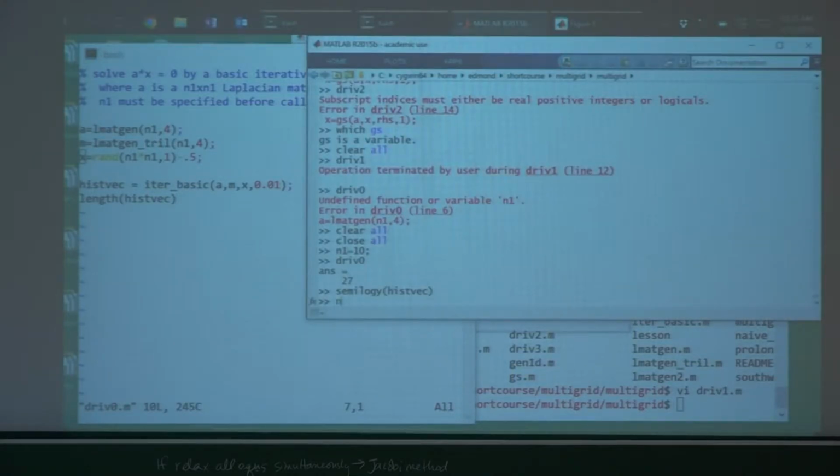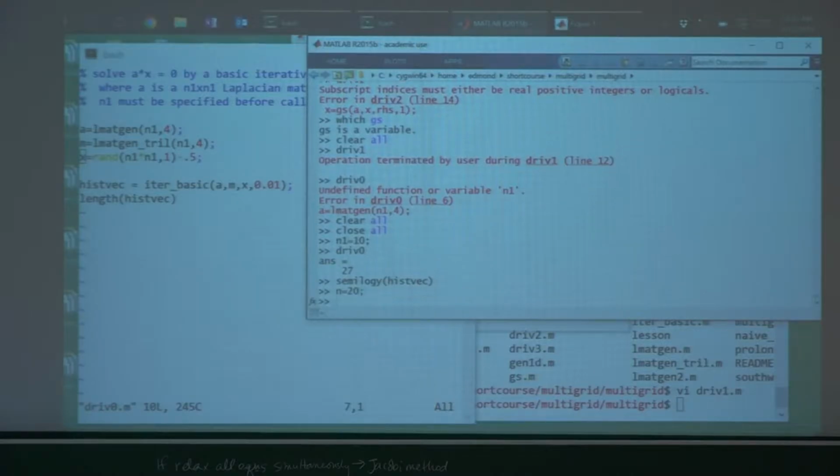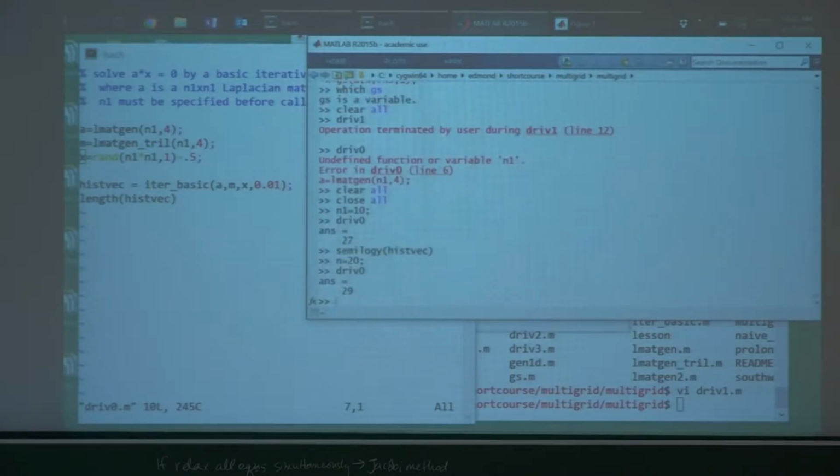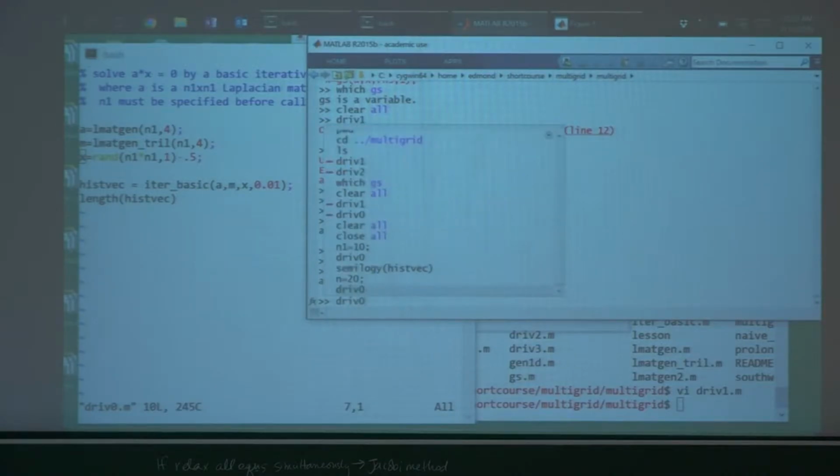So N equals 20, now a 20 by 20 grid. And if we run this, we see we have 29 iterations. The number of iterations is increasing. Since we have a random right-hand side, it's hard to predict exactly the number of iterations that we might see.